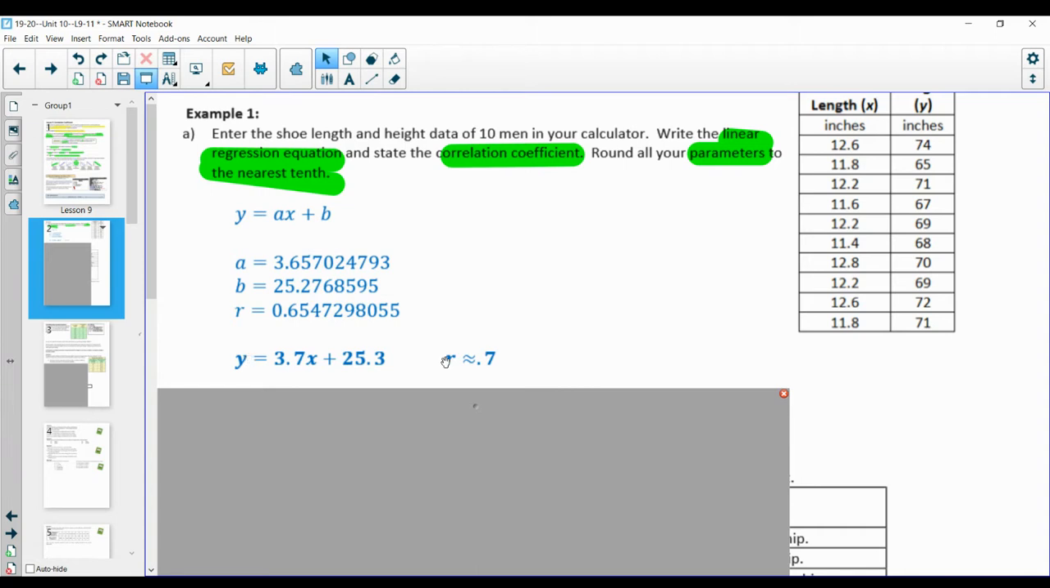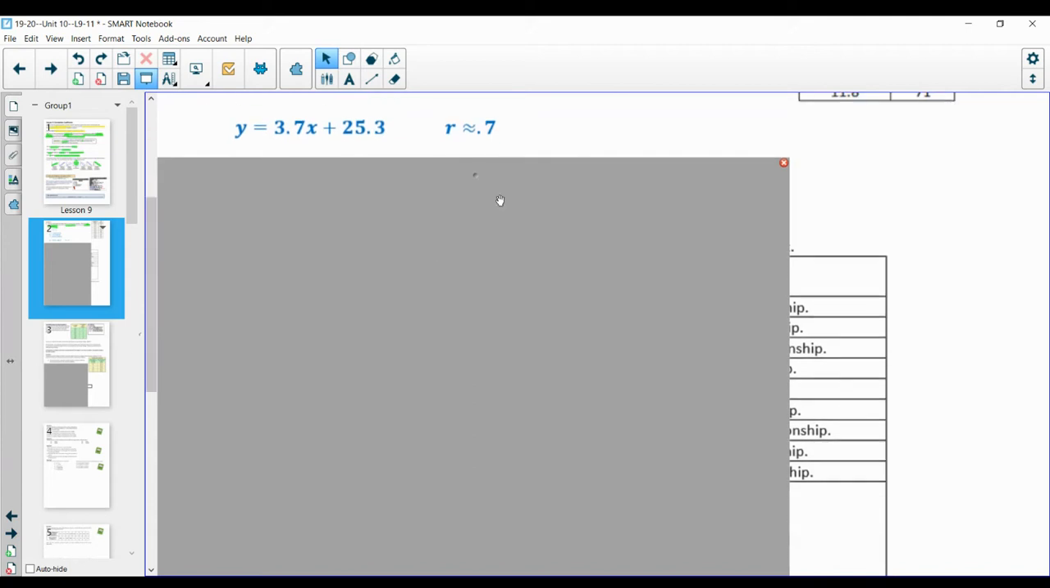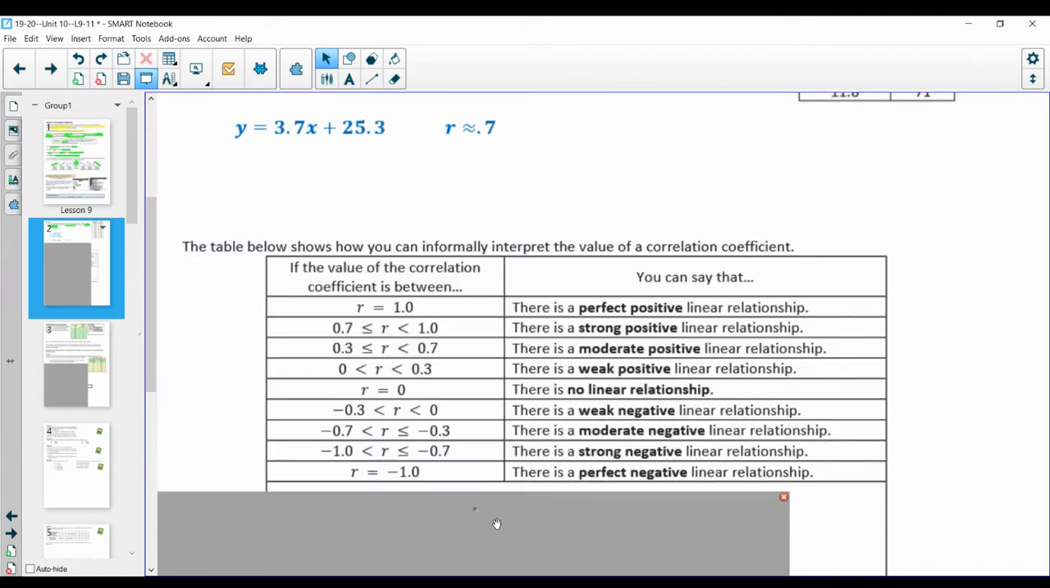And then this R here, this is my correlation coefficient. And remember, the correlation coefficient tells you the goodness of your line. How reliable in predicting will the equation be? Well, since it's a positive 0.7, okay, we're obviously going to have a positive relationship, and it's awfully close to 1. So if you look here, you see a basic table, and you should have an understanding of this.